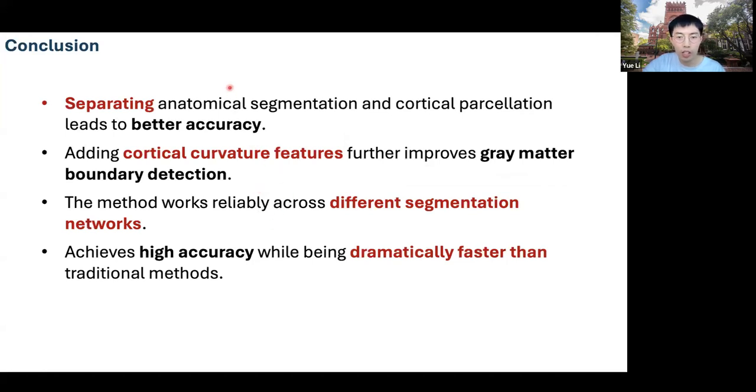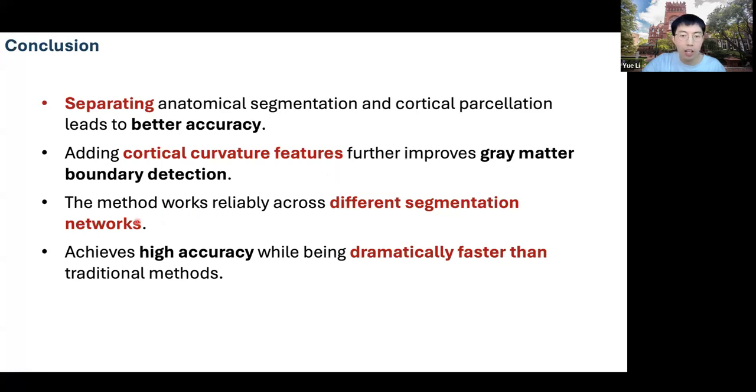So finally, the takeaway for this study is that first, splitting the job into coarse segmentation first and then fine parcellations works better than only doing it at once. Second, if we also give the model the geometric features like the curvature, we can get even better results for gray matter boundary segmentation.